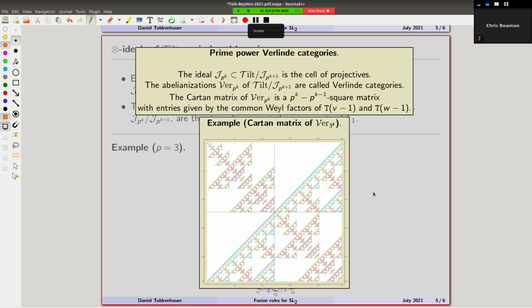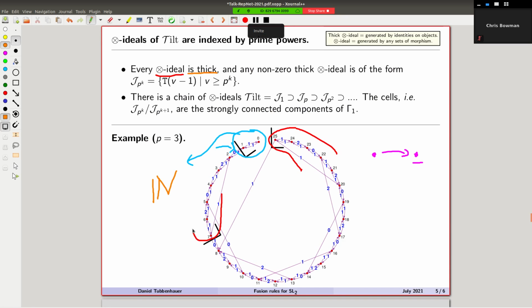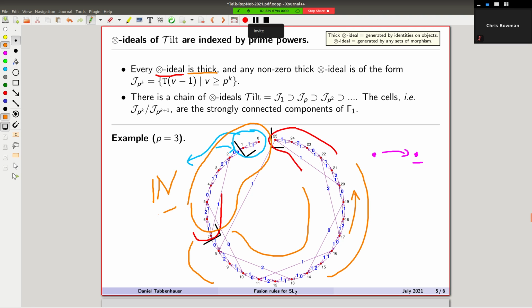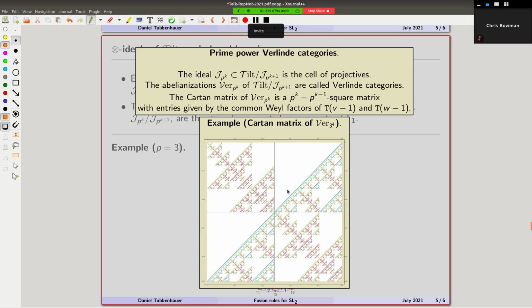And well, what I would like to do is write down the Cartan matrix of this finite category. This is now a finite category because you kill this infinite cell. Let's say you kill this part because you take the quotient, so everything that goes to infinity, you kill it, and you only have this small remaining part here, and these correspond to the simple or projective objects in the Verlinde category. So you can write down the Cartan matrix, and this is how it looks.